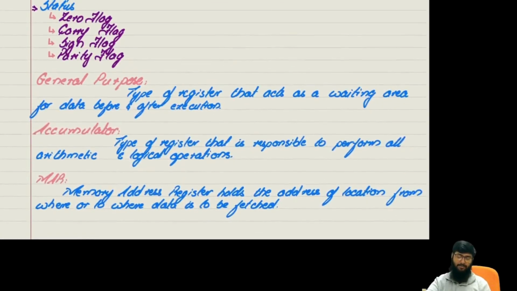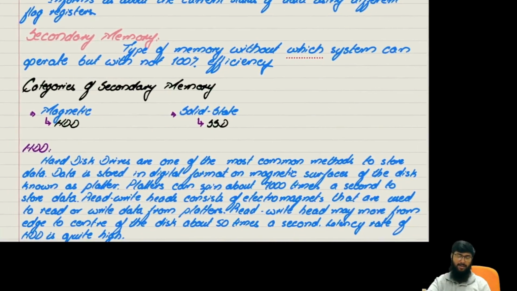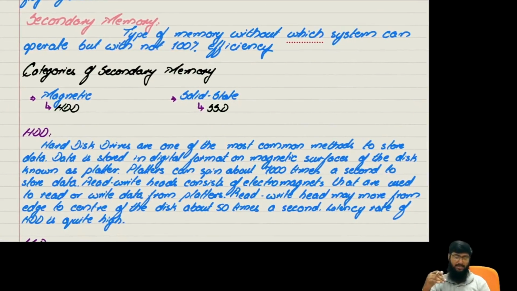Now just after that we will be coming towards the secondary storage devices. What are the secondary storage devices? We will be discussing the categories of the secondary storage devices, HDD and SSD.